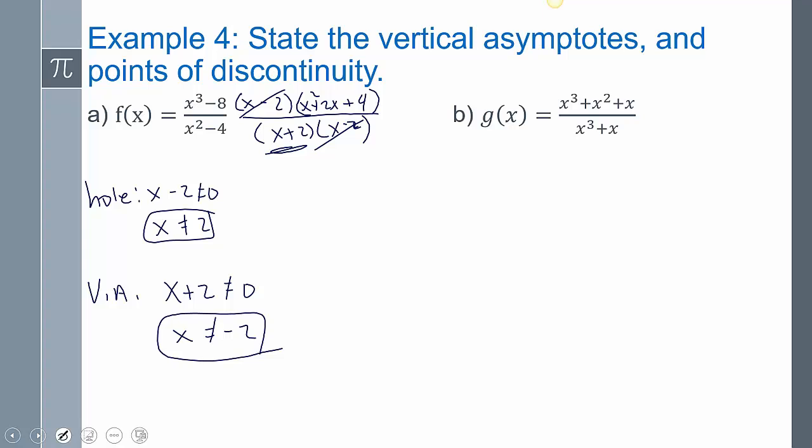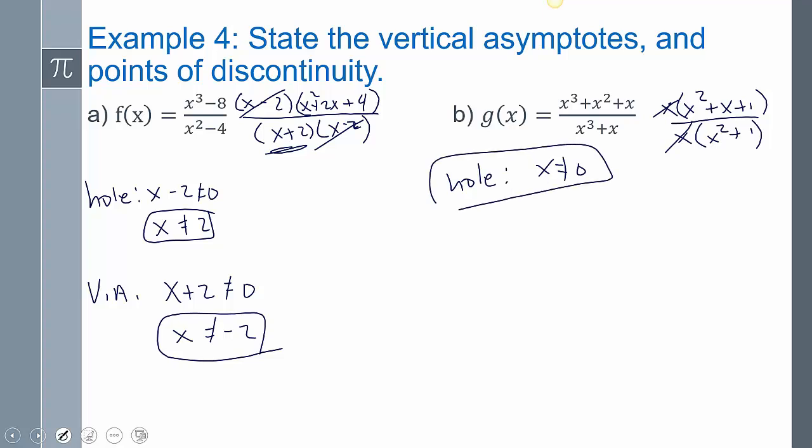Let's look at B. I can factor out x. So you get x squared plus x plus 1. And on the bottom, I factor out x, and you get x squared plus 1. The x's cancel out. Okay, well, if I set x equal to 0, that's my hole, because that's a factor that canceled out. Now, for my vertical asymptote, if I set x squared plus 1 equal to 0 and try to solve it, I get imaginary. So there are no vertical asymptotes.